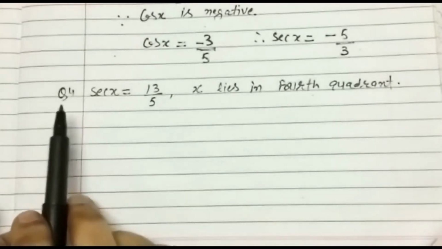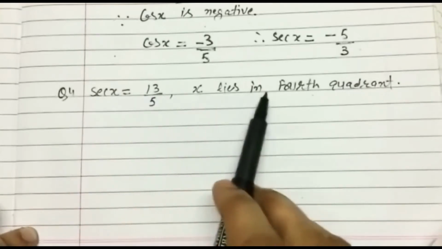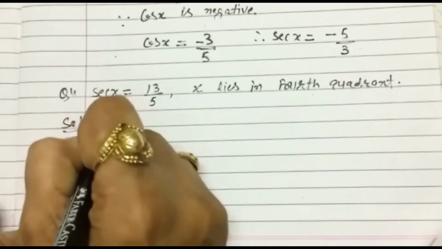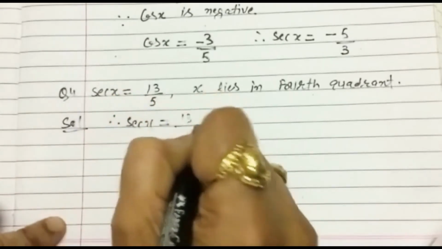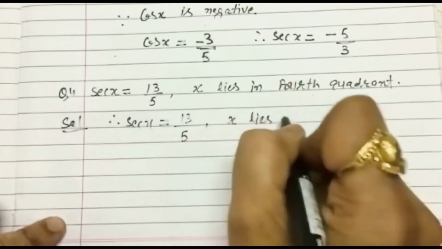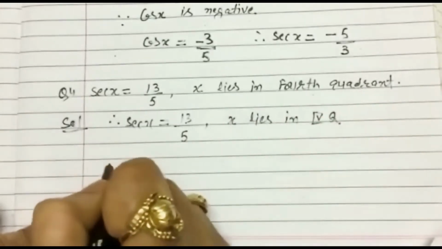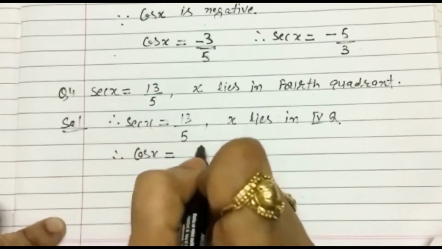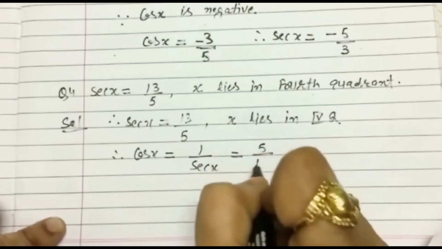Question number 4. Here sec x is equal to 13 by 5. It's given x lies in the fourth quadrant. Therefore cos x is positive in the fourth quadrant, and it is 1 by sec x, so it is 5 by 13.